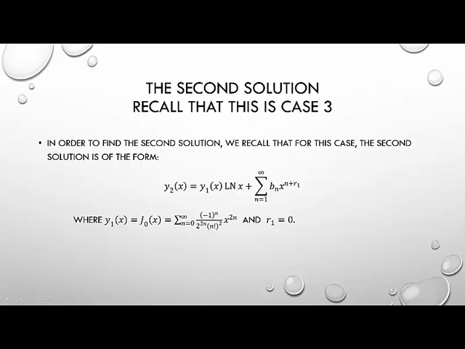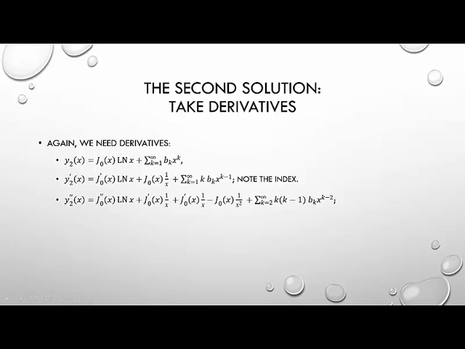Now let's work on finding the second solution. If you remember the third case, our solution looks like this, where y sub 1 is the function that we found, the first function that we found, multiplied by the ln x, and then we have another series, but this time it starts with 1, and again our r is equal to 0 for this case. So we're going to need to identify this function and take its derivative so that we can put it back into the differential equation.